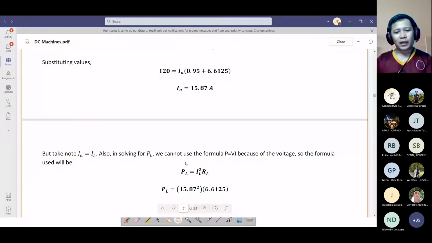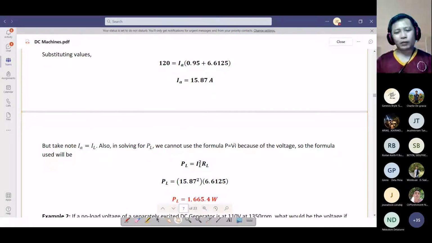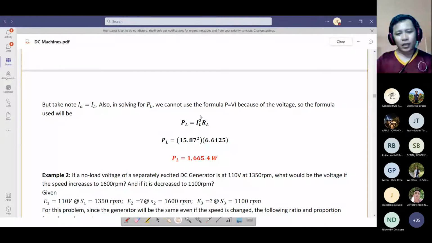Also, in solving for PL, we cannot use the formula P equals V times I because of the voltage. Dili man constant ang voltage. So the formula used will be P is equal to I squared R. We already solved the current, and take note, we already know nga ang resistance is constant. So we will use this formula instead. Therefore, PL is equal to 15.87 squared, the current, times the resistance 6.6125. So therefore, PL is 1,665.4 watts. Okay? So as you can see, dili gid ay 2,000 watts ang na-absorb sa load.